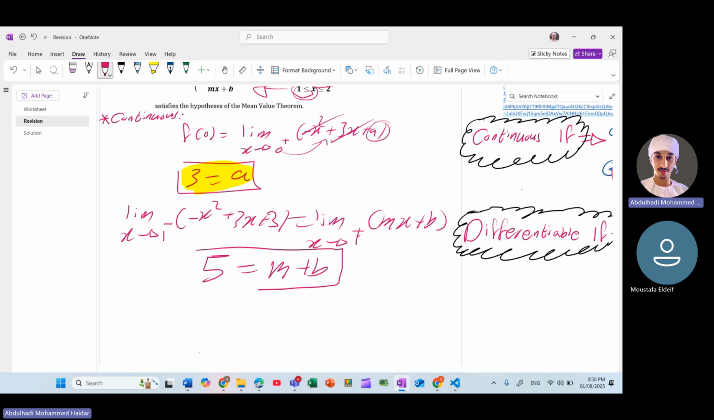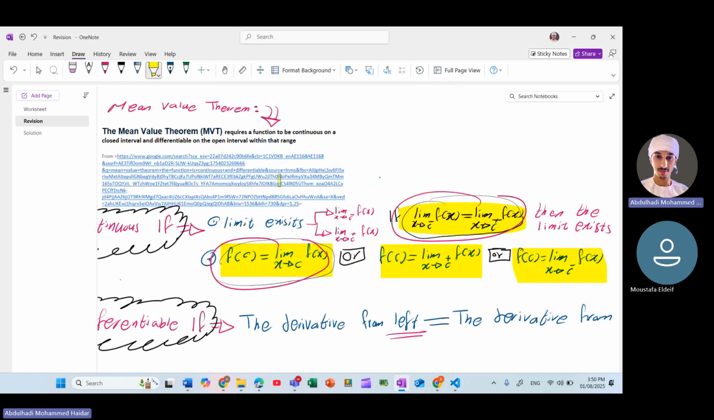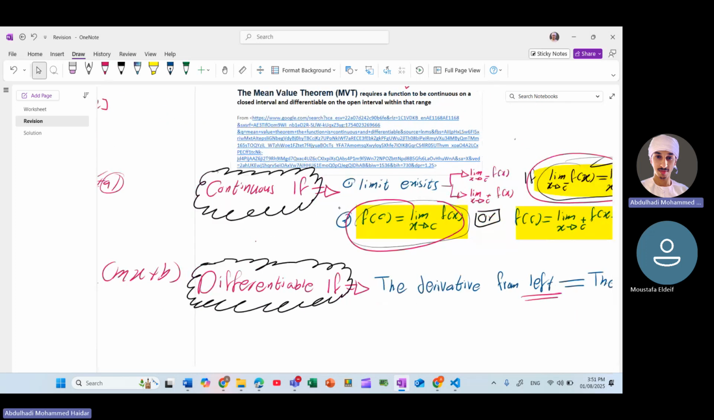Keep in your mind that m plus b, we are going to use it later. Okay, so can we use the continuous functions? We cannot use this because we don't have a number that has a function from the right. I want to use this one, I use it. This one, I cannot use it. Okay, so finish the continuous part.